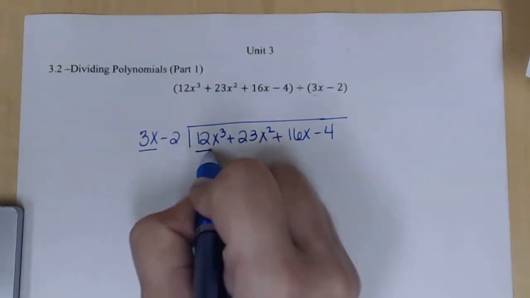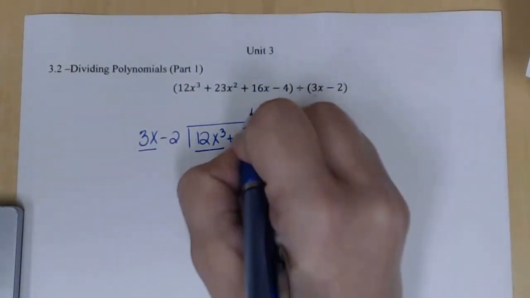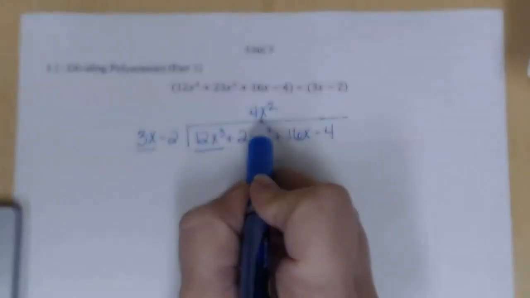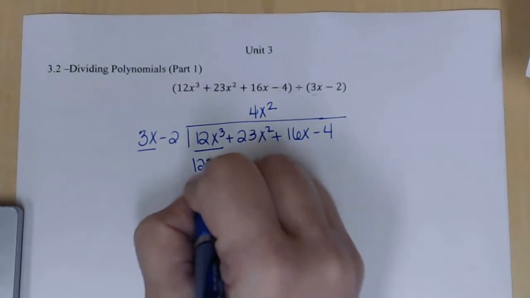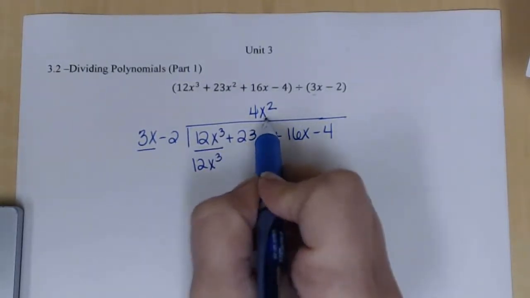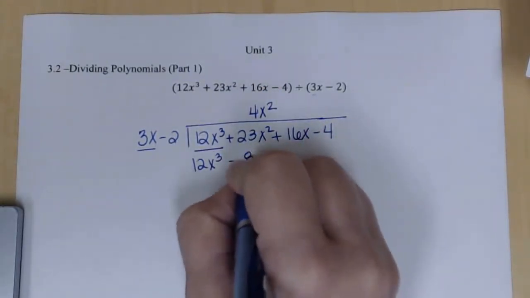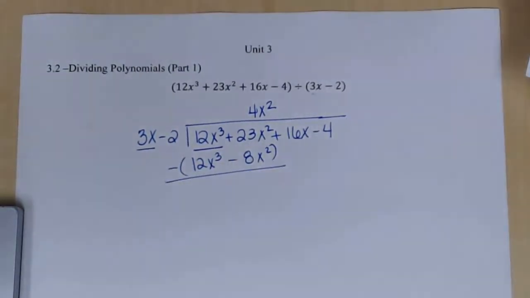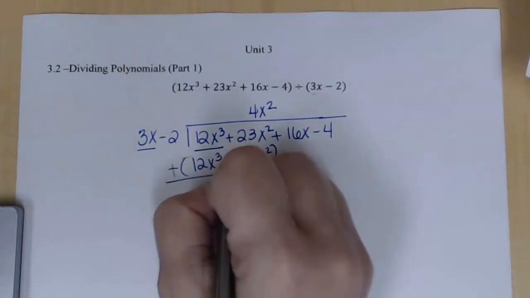3x times what would give me 12x cubed, and that would be a 4x squared. Then multiply. 4x squared times 3x is 12x cubed. 4x squared times negative 2 is negative 8x squared. I want to subtract this whole thing. So I'm going to change all my signs.